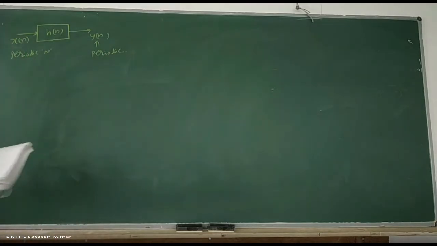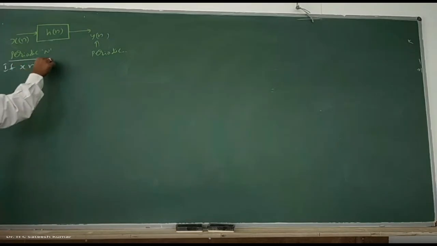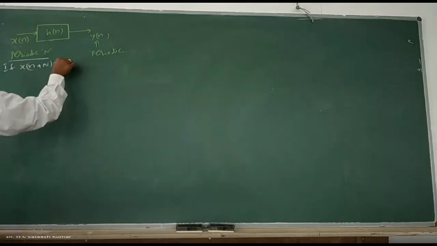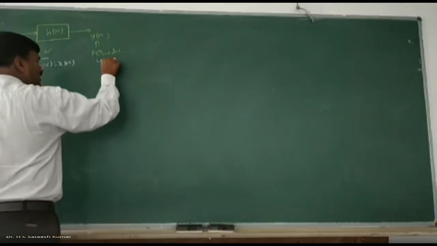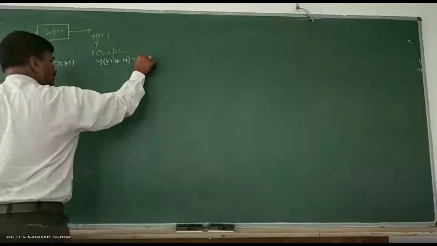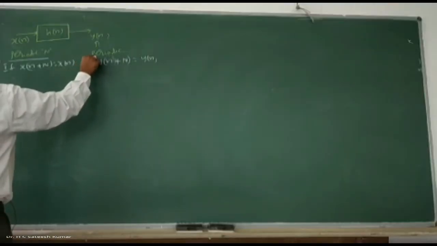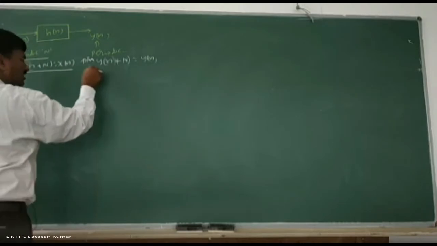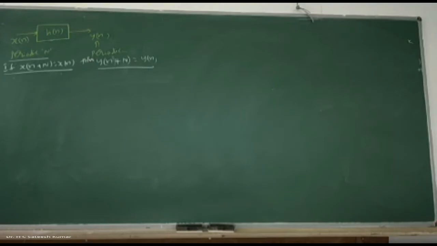Okay. So what is that? Very simple one. So this is periodic. What is the condition? If x of n plus N is equal to x of n, then the input is periodic. Then for output to be periodic, what is the condition? Y of n plus N is equal to y of n. That means if this is the condition for input, then we have to show that this condition is satisfied for output. That's what the question is.